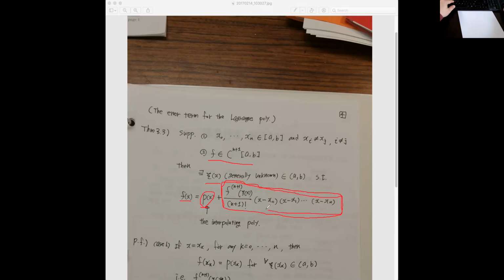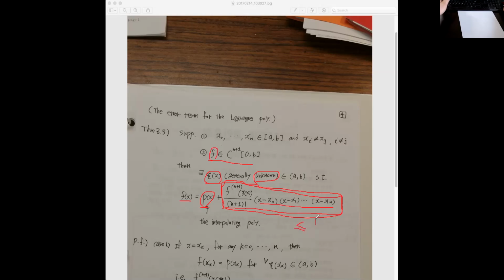Then you may wonder: the theorem says there is a ξ(x), but it is generally unknown. How can you figure out the specific value of that truncation error? The product x minus x0, x minus x1 through x minus xn is not a big deal to calculate, because x0 through xn are given nodes. The denominator exists because f is C to the n plus 1, so the n plus 1th derivative of f exists. But since we don't know ξ(x), we need to find an upper bound.